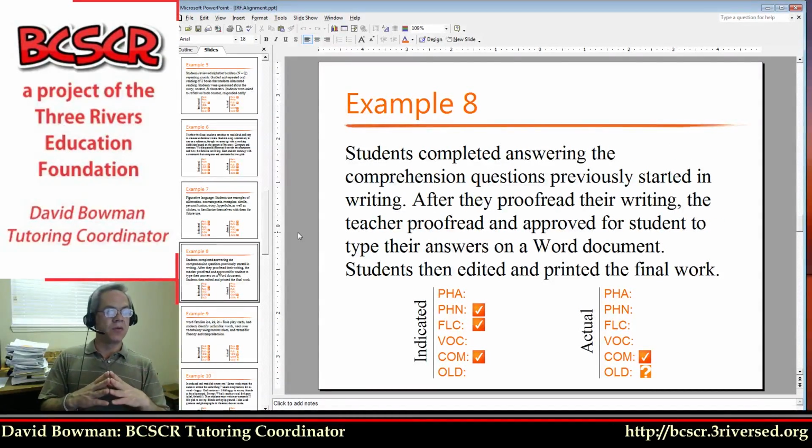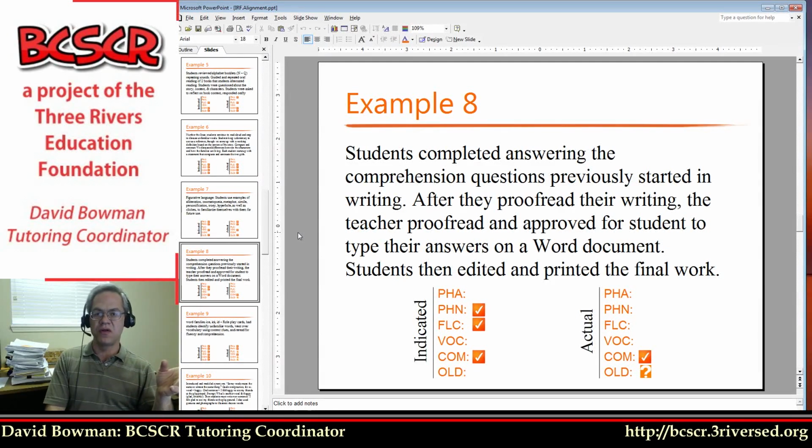Now in example 8, we have the tutor saying, students completed answering the comprehension questions previously started in writing. After they proofread their writing, the teacher proofread and approved for student to type their answers on a Word document. Students then edited and printed the final work. Now the tutor indicated phonics, fluency, and comprehension. But when I look at this, I don't see any phonics in here. I don't see that translation from written letters, written symbols into oral language. So I don't see anything phonics there.